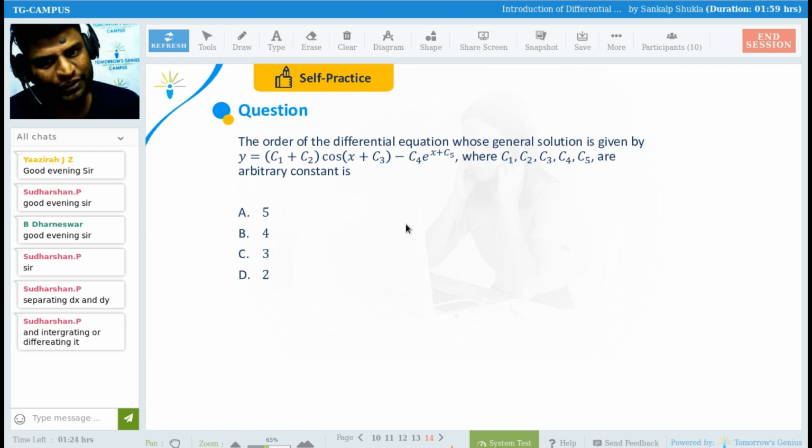The order of the differential equation whose general solution is given by y is equal to c1 plus c2 cos x plus c3 minus c4 e raised to the power x plus c5. You are saying 2 is the order. Anybody else? Apart from Parikshit? Anybody else?